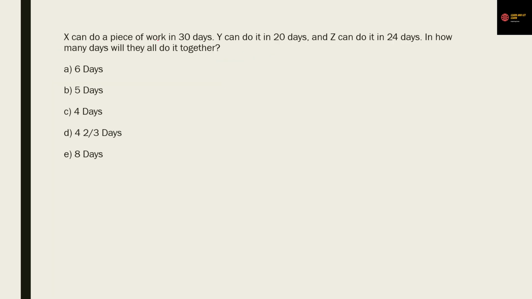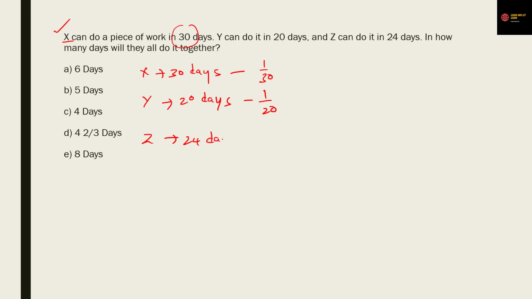The next question says X can do a piece of work in 30 days. Similarly, you have the same model, same problem. You have 30 days, so in 1 day it is 1 by 30th part. Y does the work in 20 days, so in 1 day it is 1 by 20th part, and Z can do it in 24 days, so you have 1 by 24th part in 1 day. He's asking how many days will they take to do it all together.